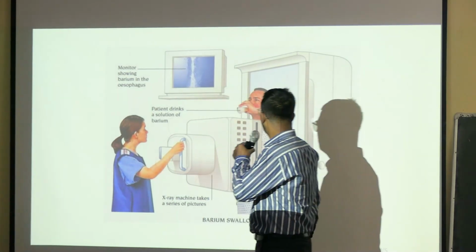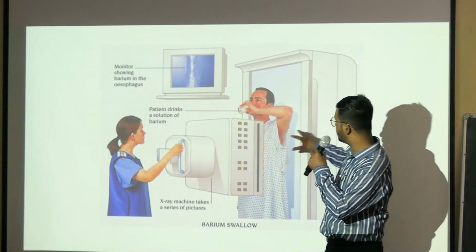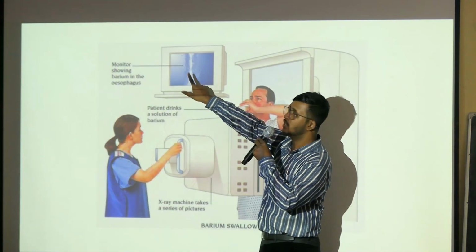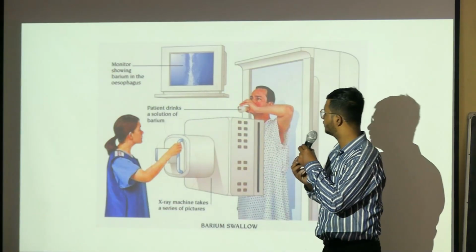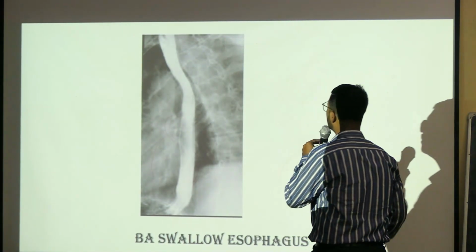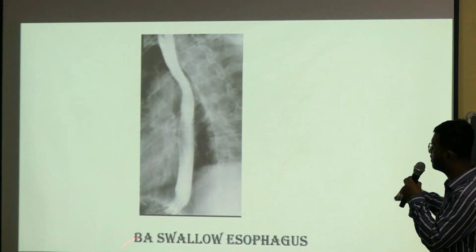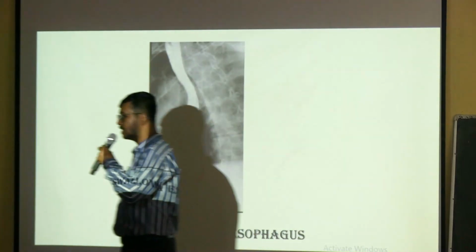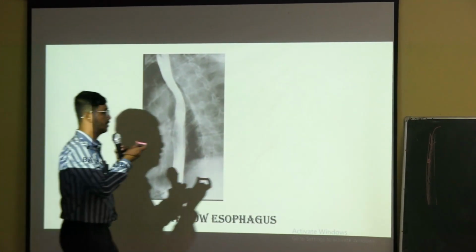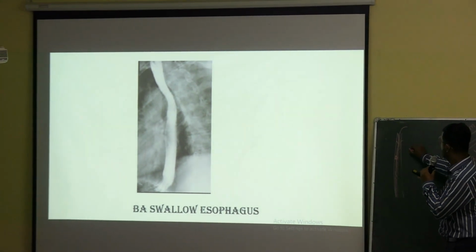Now the person is taking this barium sulfate and the technician is taking the picture that is being formed on this plate. And this is the monitor for taking the exact picture. Now let us see the pictures. See, this is the barium swallow of esophagus. So what is meant by barium swallow? Basically, when barium sulfate is taken, it is given three types of name. One is your barium swallow.